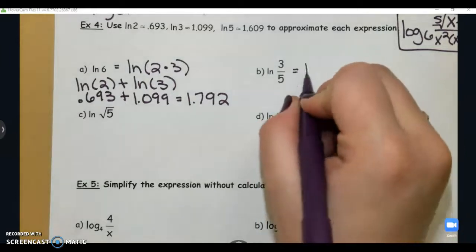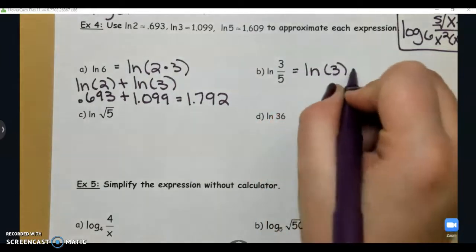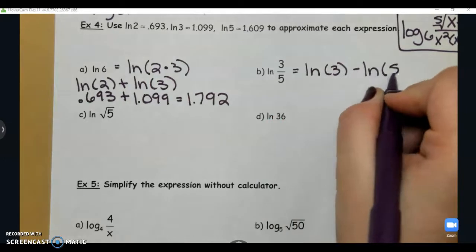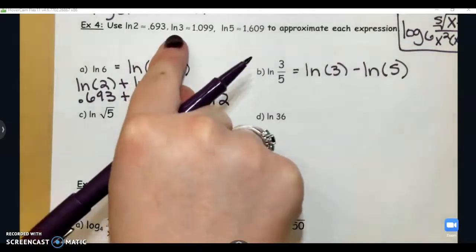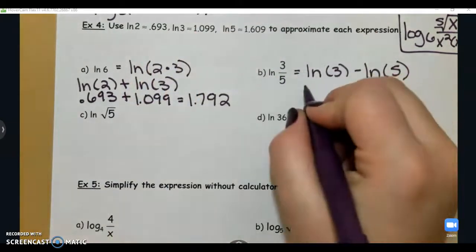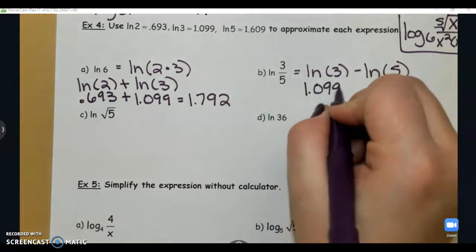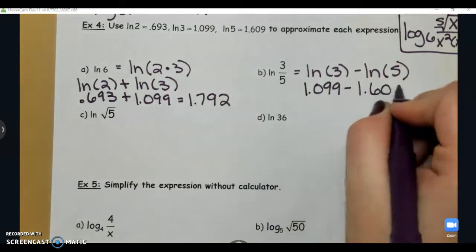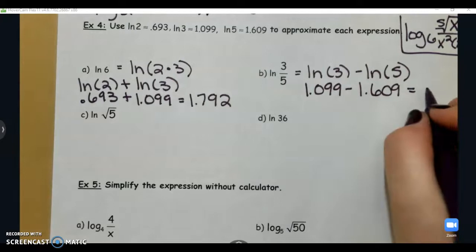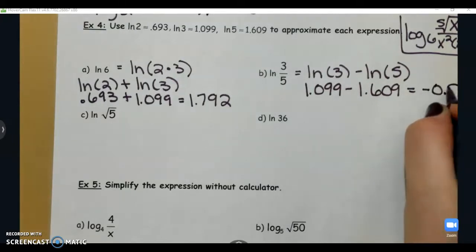All right, on to the next one, natural log of 3 over 5. I can expand that into being the natural log of 3 minus the natural log of 5 using my division property. And look, I already have values for 3 and 5. So that's going to be 1.099 minus 1.609. And typing that in my calculator is going to give me negative 0.51.